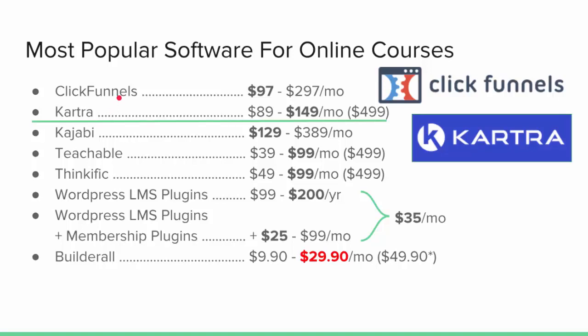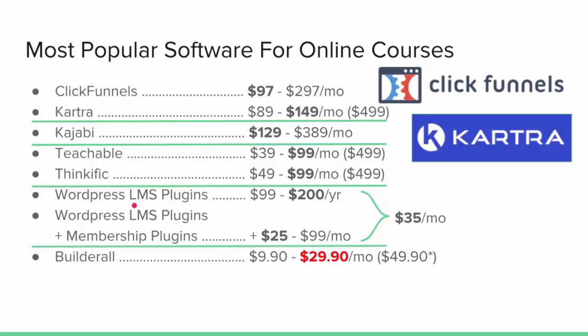Clickfunnels has some kind of membership online course things that you can put together. Kartra has a little bit better, I think, way to secure the membership area. Kajabi is really about designing and delivering. It's not about the funnels. Teachable and Thinkific also are design and delivery. It's not about the funnels and the selling part.